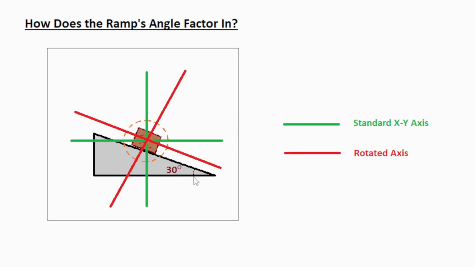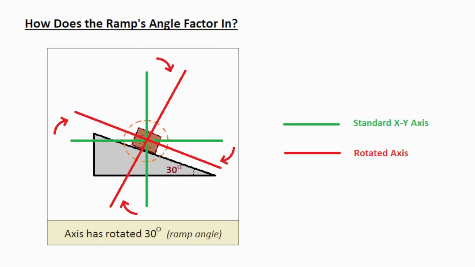Well, if there's a 30-degree angle at the ramp's bottom right corner, then I would argue this up here to be a similar triangle and also a 30-degree angle. I'm showing this because it looks like to rotate the green axis into the red one, we would have to rotate 30 degrees, and therefore, that is how much we need to rotate everywhere.